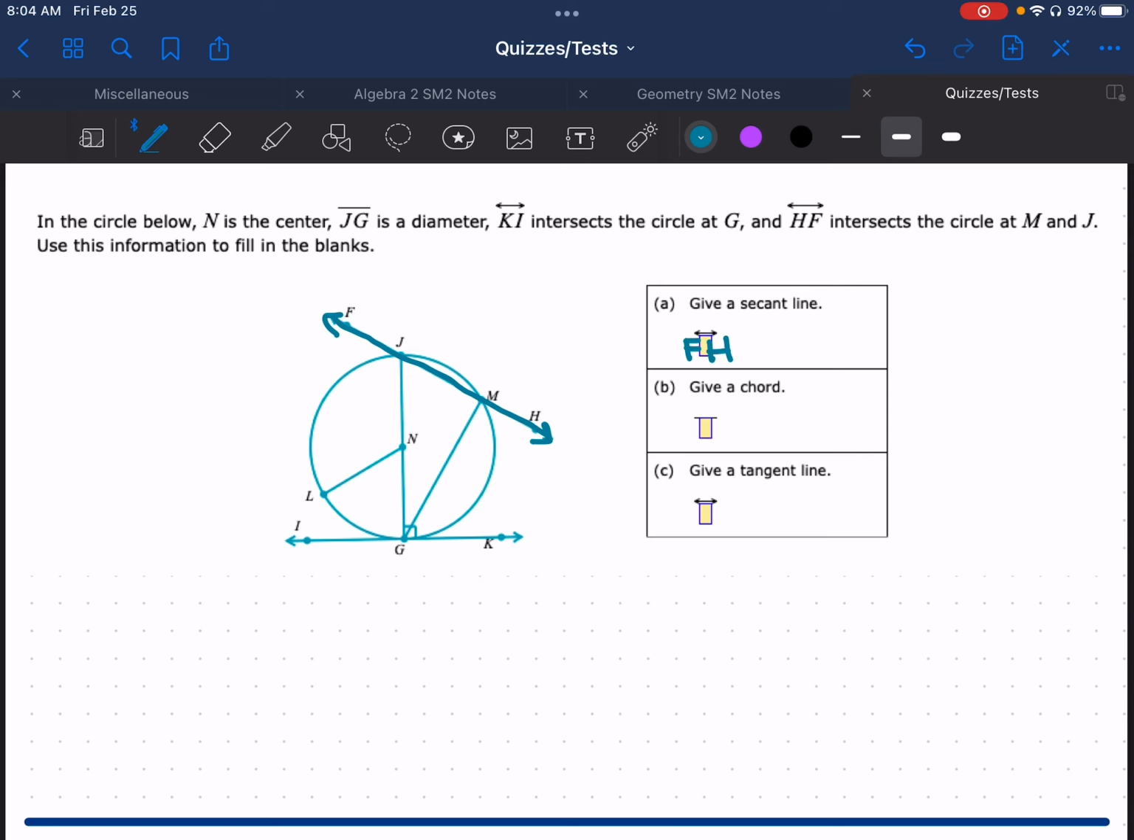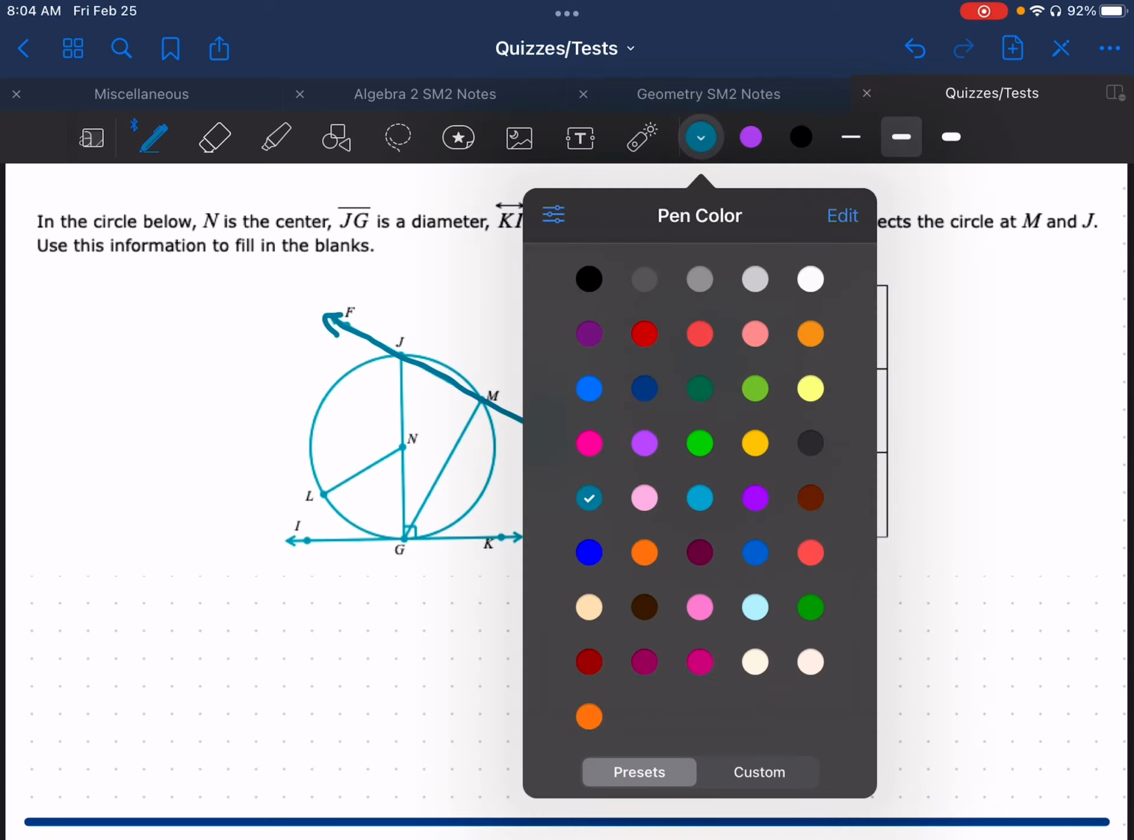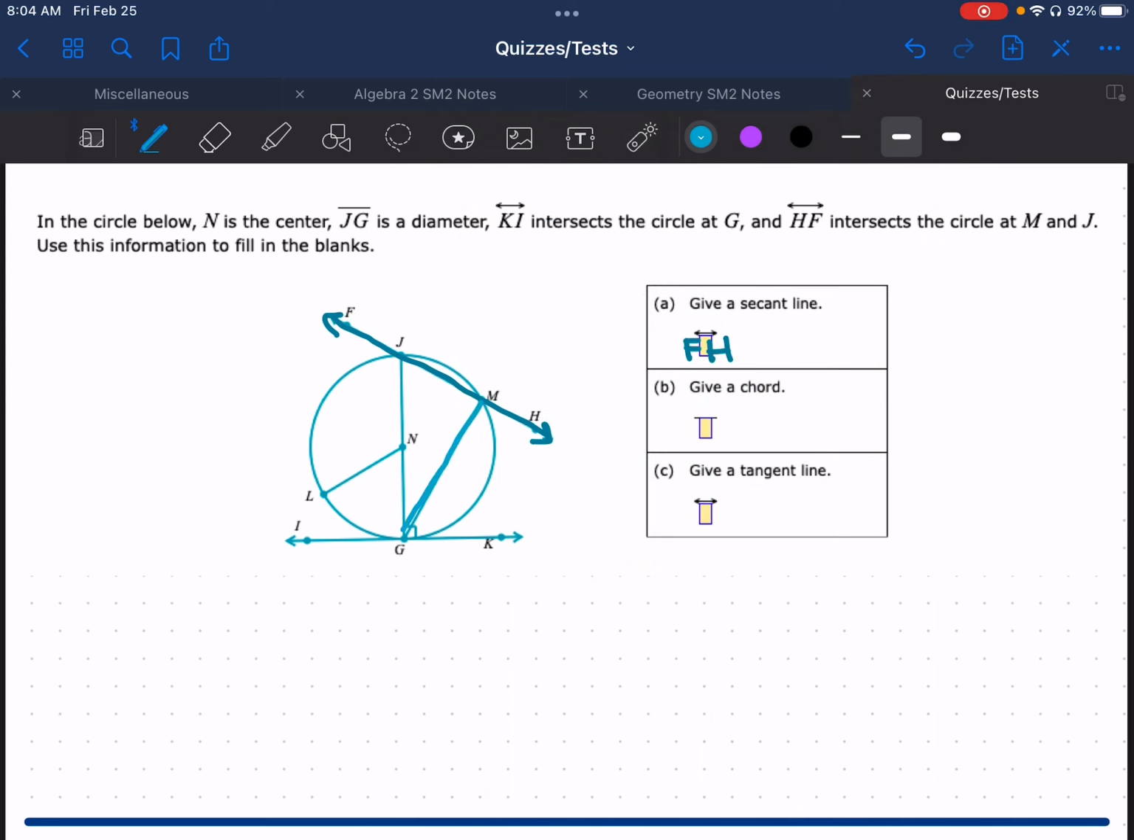Remember, the chord can be hiding inside of your secant, or you can find another chord. In fact, I see a chord. Let me grab a different color. I see a chord right here. I see a chord right here. So I'm going to go ahead and use that one.